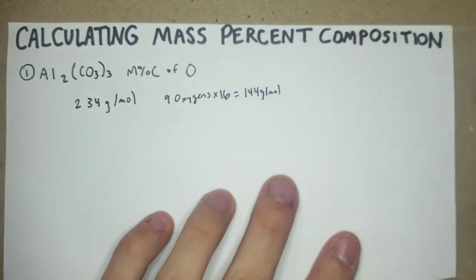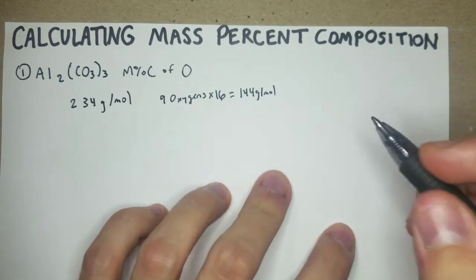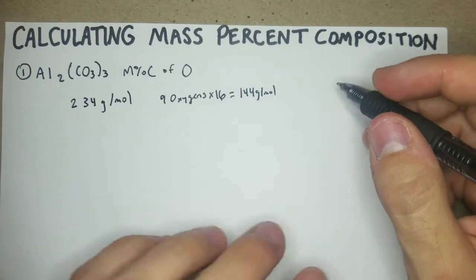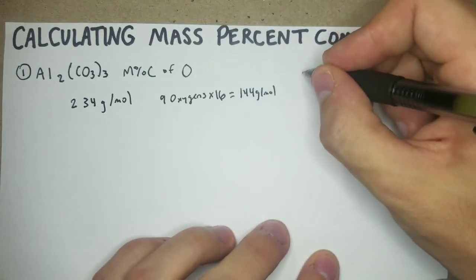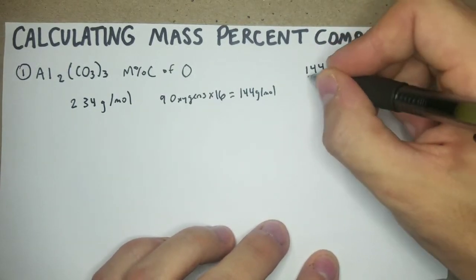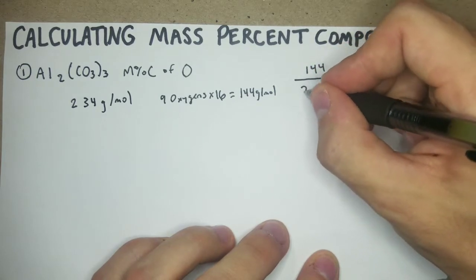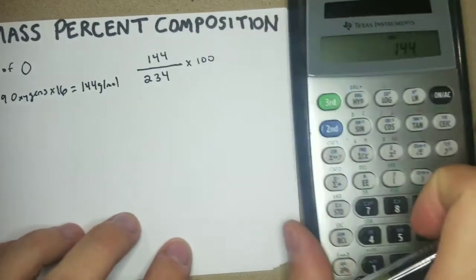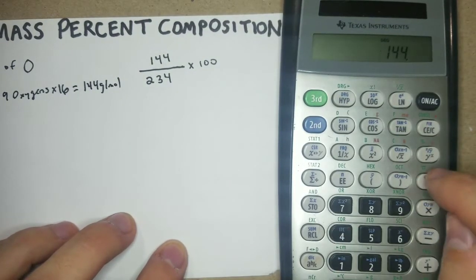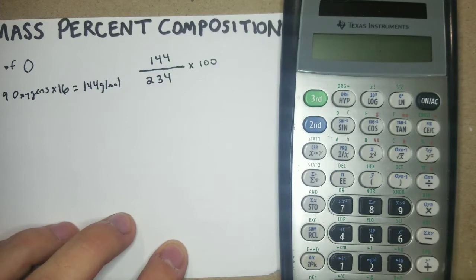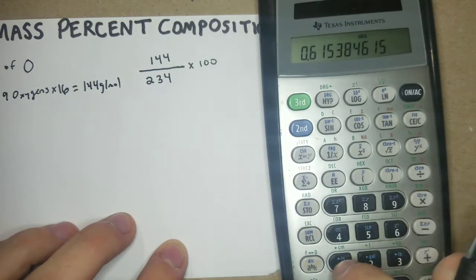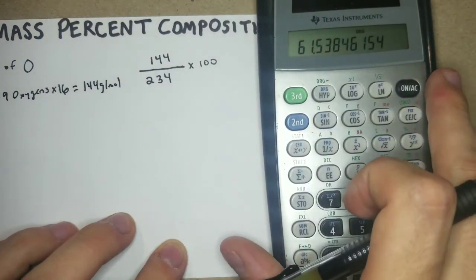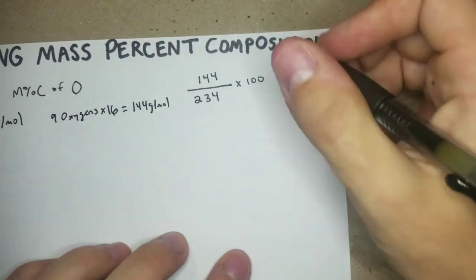So it's basically like figuring out the percentage of anything else, or like how well you did on an exam. You divide how many you got right by the total number. So we're going to have 144 divided by the total, which is 234, times 100. So it's pretty straightforward. 144 divided by 234 equals that, times 100. It's 61.5. We can round up to 61.54.